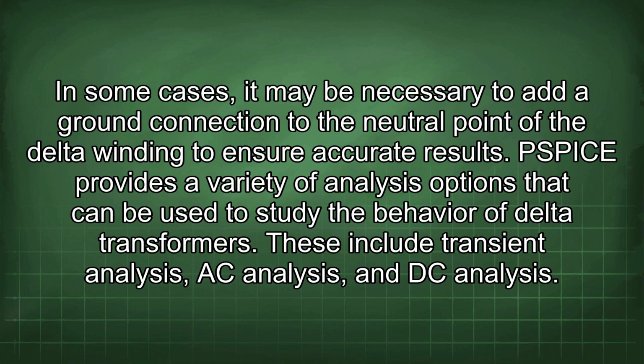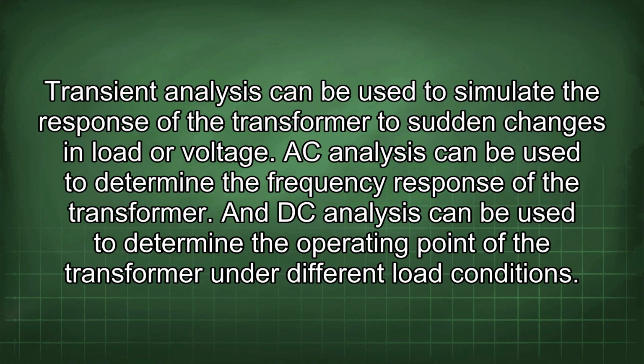delta transformers. These include transient analysis, AC analysis, and DC analysis. Transient analysis can be used to simulate the response of the transformer to sudden changes in load or voltage. AC analysis can be used to determine the frequency response of the transformer. And DC analysis can be used to determine the operating point of the transformer under different load conditions.